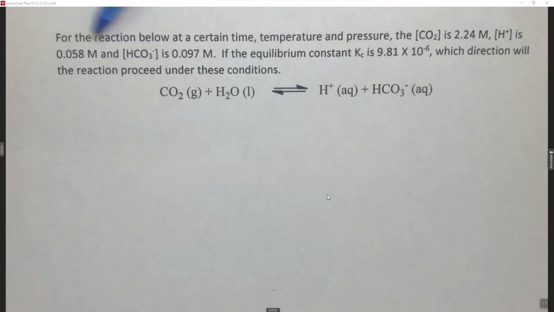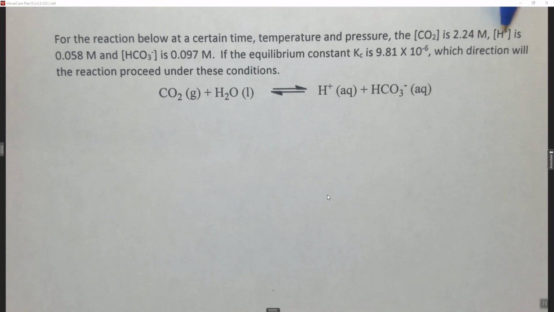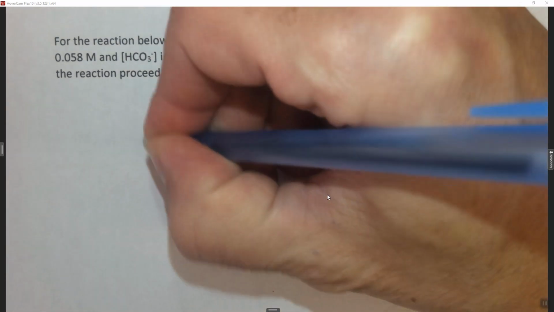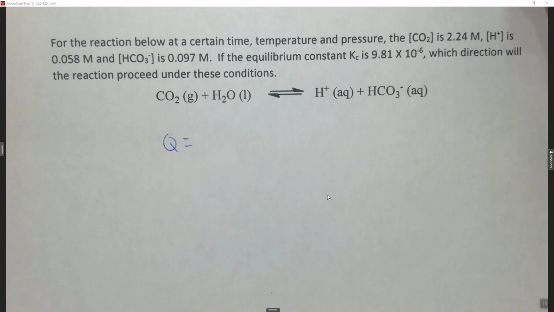All right, so it says, for the reaction below at a certain time, temperature, and pressure, the concentration of CO2 is 0.224 molar, H plus is 0.0058 molar, and HCO3 minus is 0.097 molar. If the equilibrium constant Kc is 9.81 times 10 to the minus 6, which direction will the reaction proceed under these conditions? So we can write the reaction quotient Q as products over reactants.